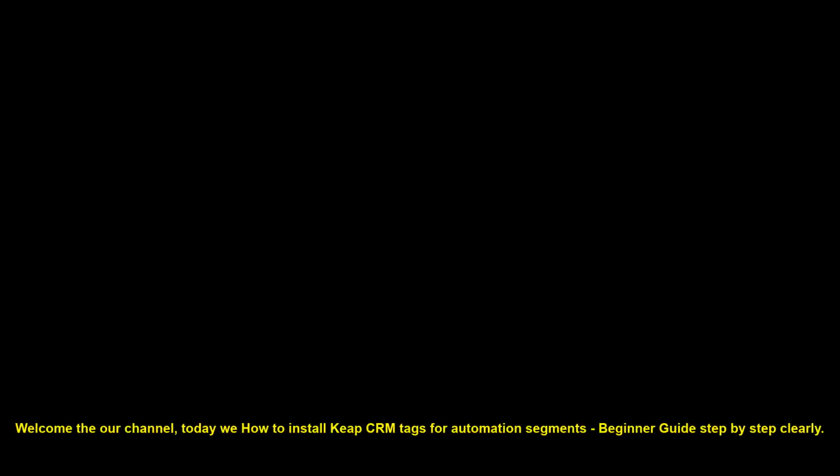Today we'll show how to install Keap CRM tags for automation segments, a beginner guide, step by step, clearly. To begin, log into your Keap CRM account. Once logged in, navigate to the Contacts tab on the main dashboard. In the Contacts section, select Tags from the drop-down menu. Click the New Tag button located at the top right of your screen.